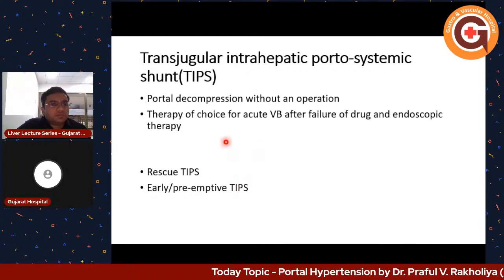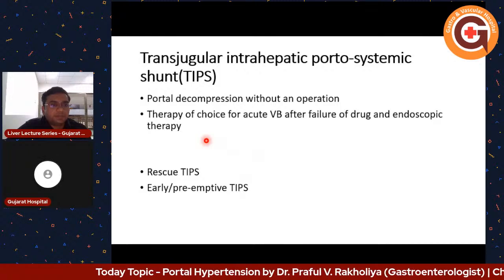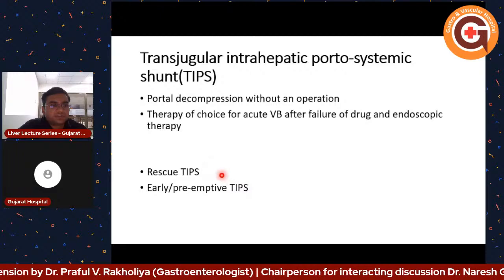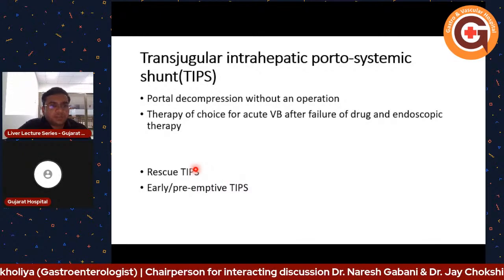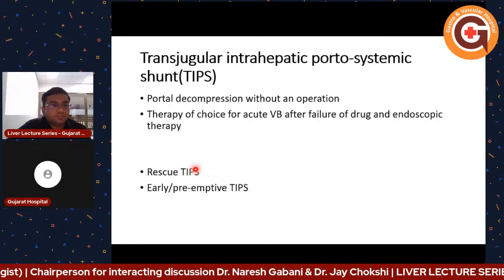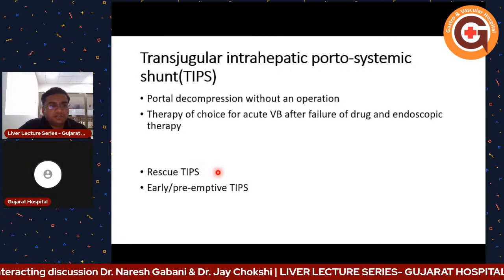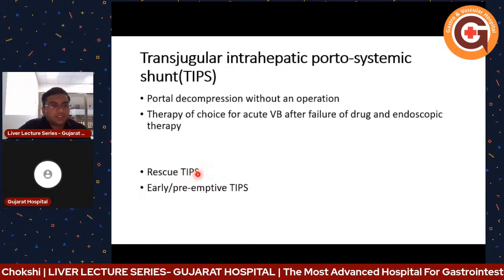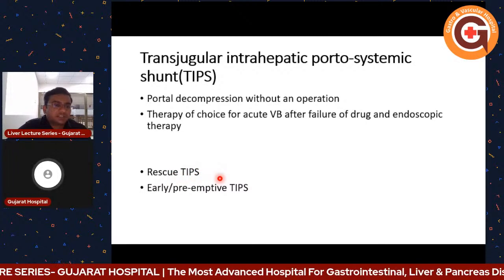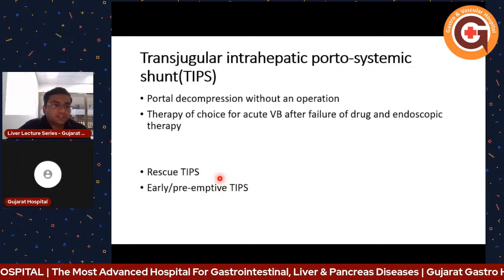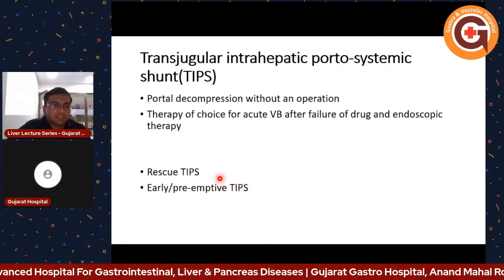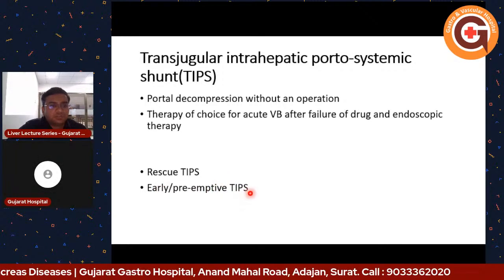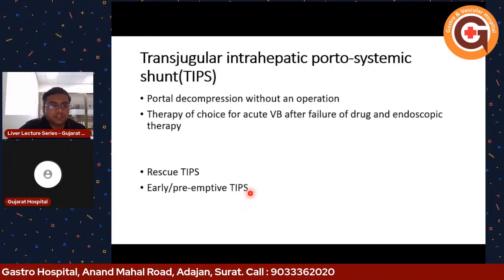If we are not able to stop bleeding with endoscopic therapy, then we can go for either rescue TIPS or early or preemptive TIPS. If after 2 sessions of endoscopic therapy bleeding still continues, then we can go for rescue TIPS. And if after the first endoscopic therapy bleeding is stopped, but the patient has Child class B and there was active bleeding, or a patient with Child class C with a score less than 40, in that case we can do early or preemptive TIPS to prevent recurrence of bleeding or failure of endoscopic therapy.